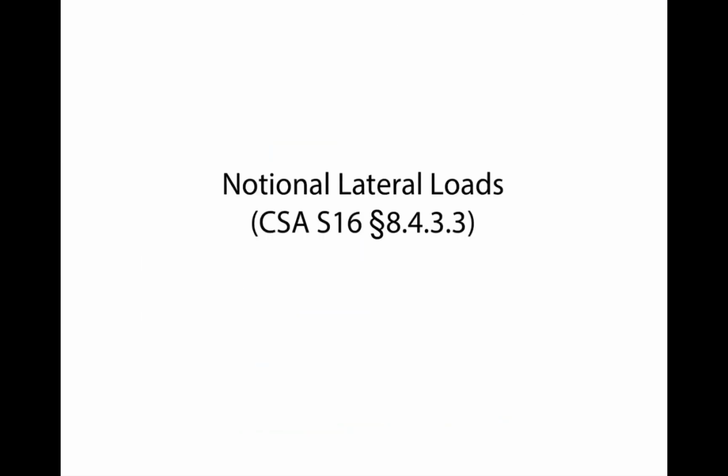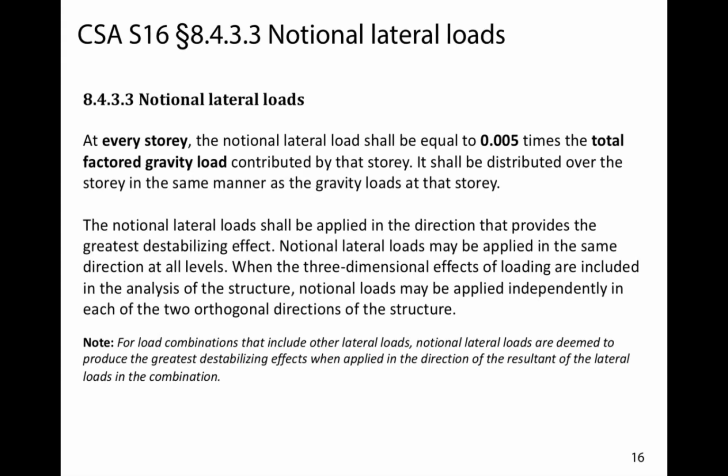So that takes us to CSA S16, which actually tells us in section 8 how to do some stability and general structural analysis. Section 8 of the steel standard tells us what things the engineer needs to consider when doing an analysis of the structure, including things to prevent unstable structures from being built. And so section 8.4 specifically tells us what we need to consider with respect to the stability design of steel structures.